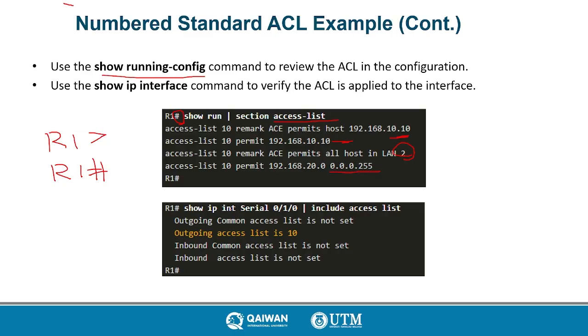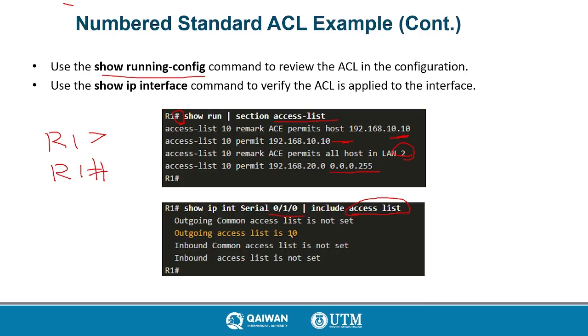Now we also have something else. We have show ip interface. The show ip interface serial 0/1/0 | include access list means that it brings me all the information related to this serial interface, but it should include access list. So it will bring the keyword access list, not all the information.